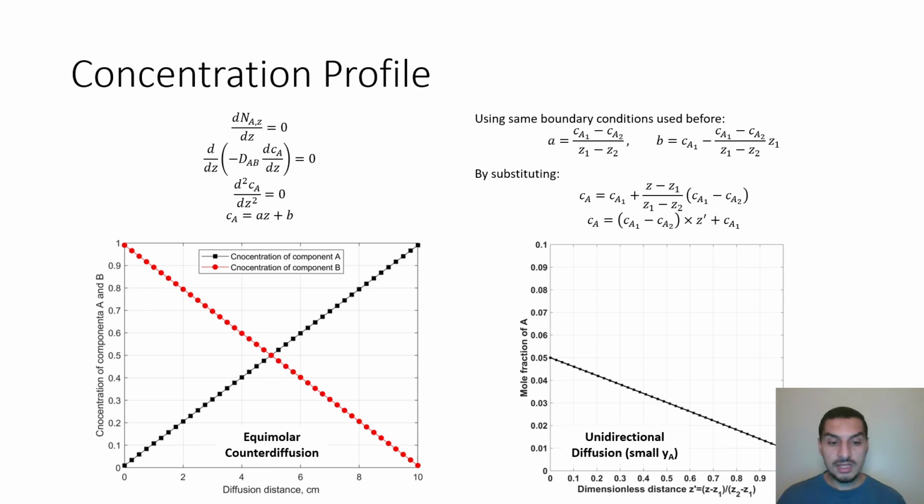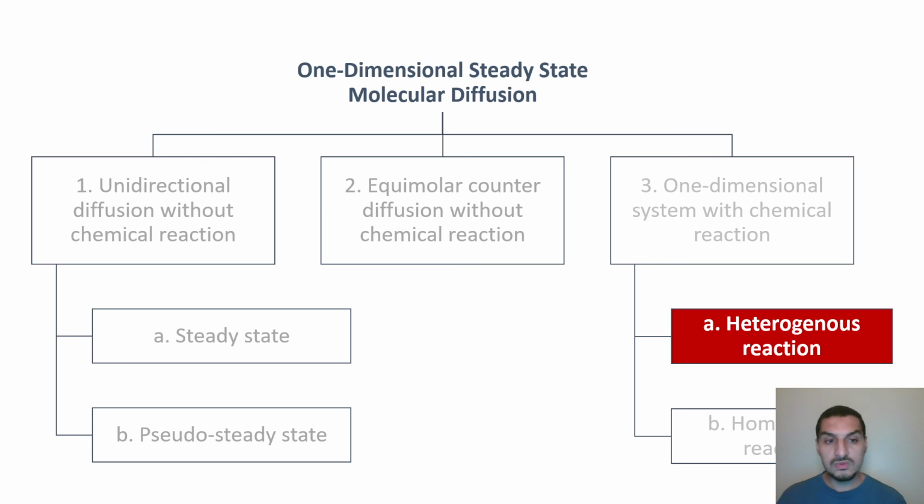So I'll end here, and in the next video we will start to deal with the case of chemical reactions, where it's not only diffusion, we have chemical reaction taking place. We will know what is the difference between homogeneous and heterogeneous reaction, and how we can deal with it mathematically using the continuity equation. So I'll see you then, inshallah.